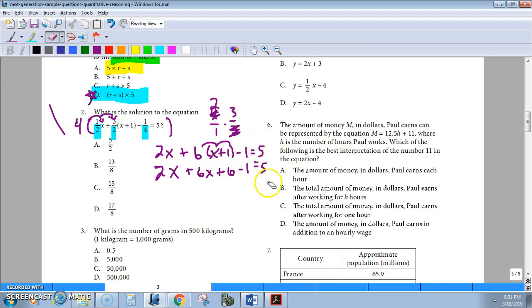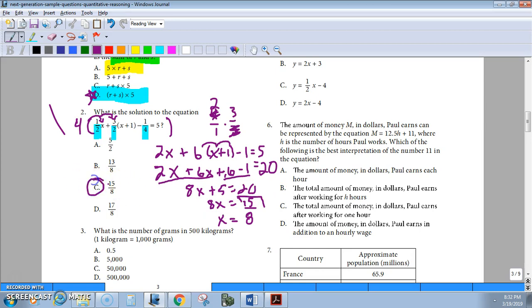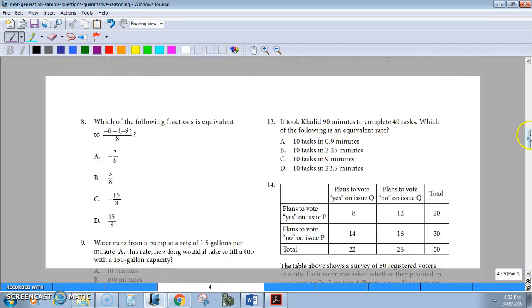I don't mean to just put 5 there, because we still have to multiply that by 4. So equals 20. And then quickly combine your like terms. So 2x and 6x is 8x. Positive 6 and negative 1 is just plus 5. Equals 20. Subtract 5. We get 8x equals 15. And then divide both sides by 8 and you get x equals 15 over 8. Right? And can you reduce that? No, it doesn't matter. Just see right here, 15 over 8. All right. Whoops. Sorry, you guys.